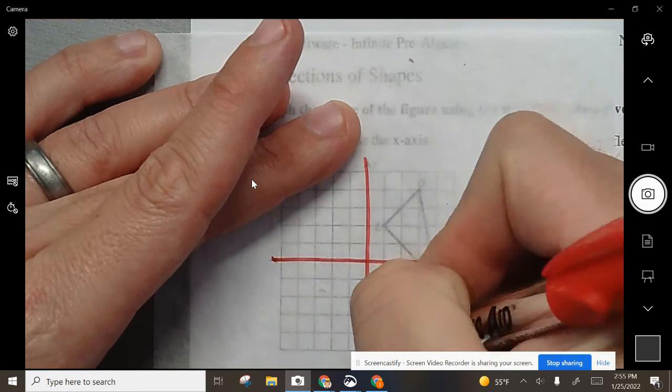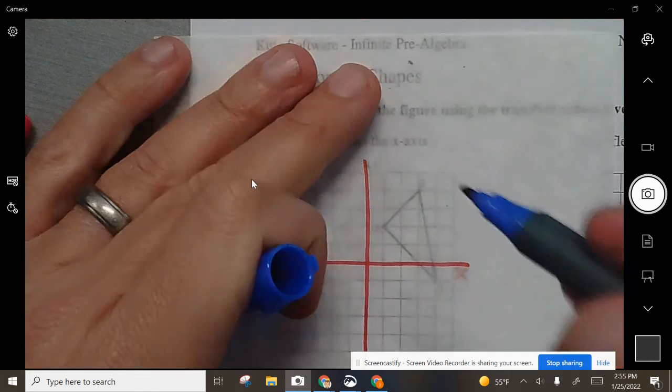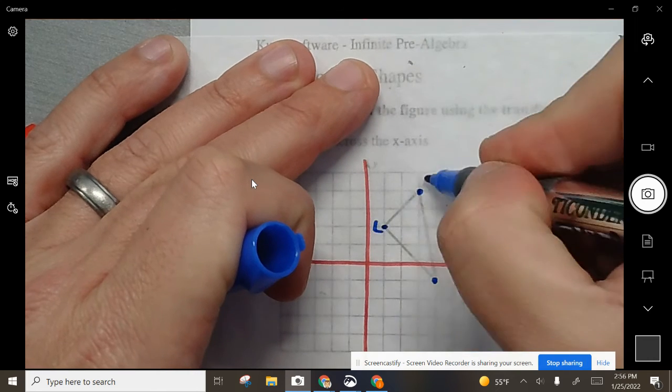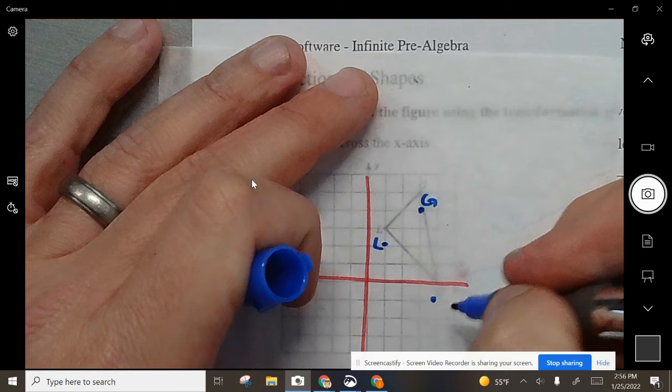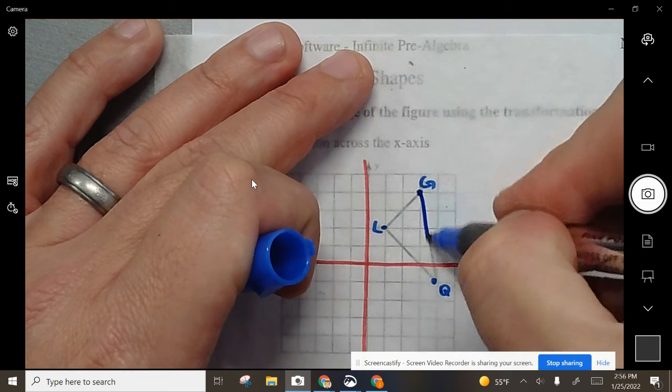You can handle this. Sometimes I think, oh, it's too tough. The kids aren't going to be able to handle that. I shouldn't think that way. I should be like, you guys got this. All right, G, and then that one's called Q. Okay, and let me go ahead and connect these dots.